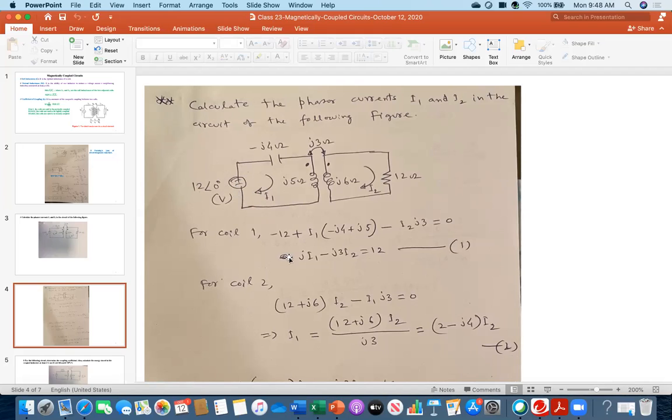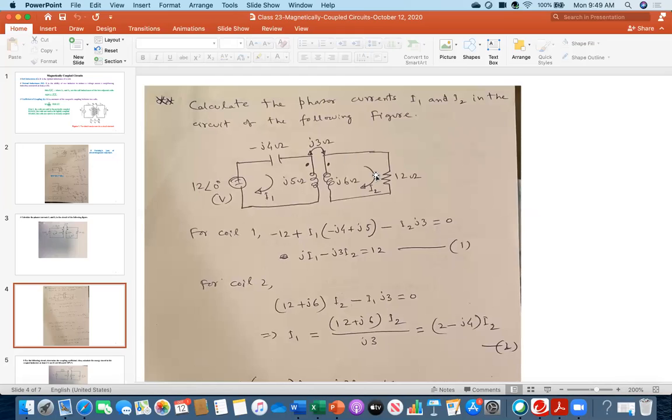So that's why first I am writing -12, because I1 will go, then this is plus minus, here it is plus minus. So then next, see plus I1, this one, minus J4 plus J5. And then I have to consider the mutual inductance, J3, due to current I2.